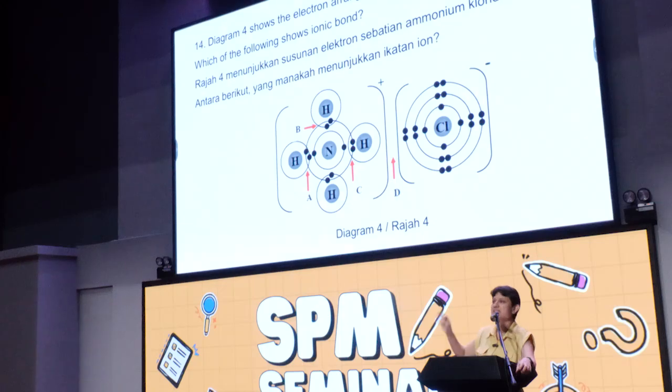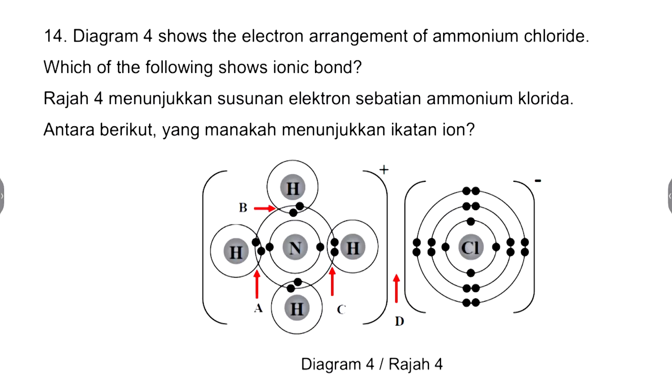All right. So dah baca? Okay, what's your answer? A, B, C, D. Correct. So you must read the question carefully. Rajah 4 menunjukkan susunan elektron sebatian ammonium klorida. Antara berikut manakah menunjukkan ikatan ion. They're asking for the ionic bond. Ionic bond is between the positive and negative. So it's D. The answer is D.